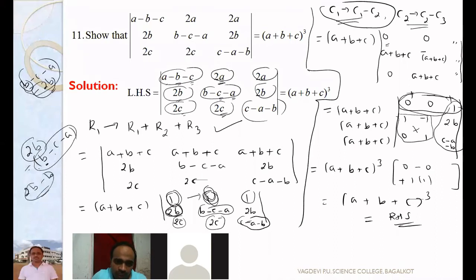In C1, the second column contains 2B and in C2 it contains B minus C minus A. C1 minus C2 means 2B minus of B minus C minus A. You have to write it very carefully in the margin. I have done it here in the margin. Please observe. So C1 means 2B, minus, put a bracket, C2 means B minus C minus A.